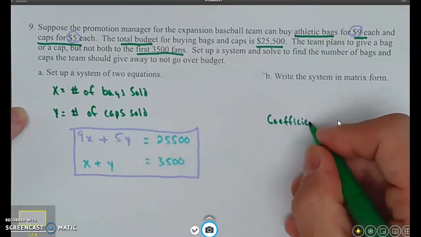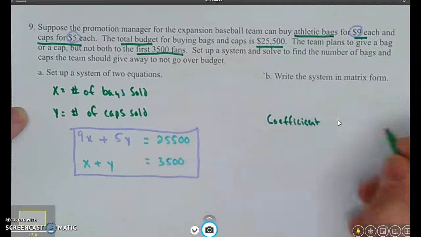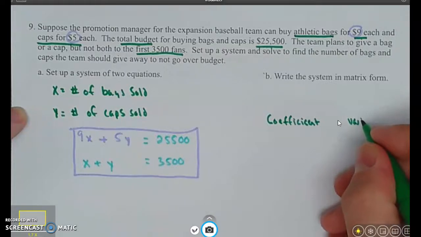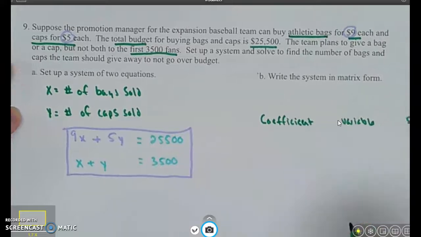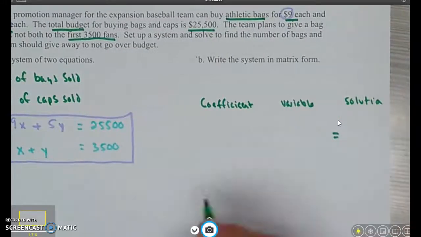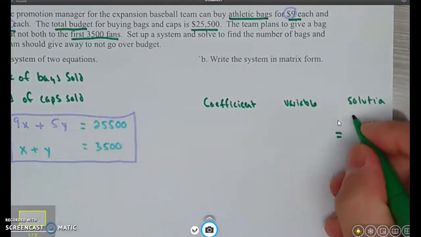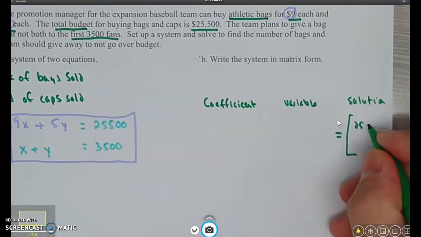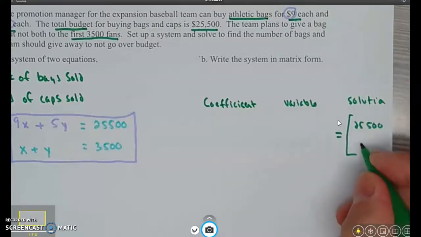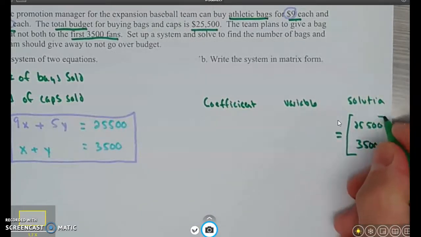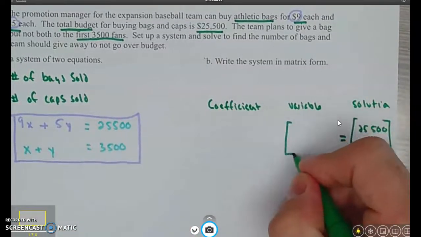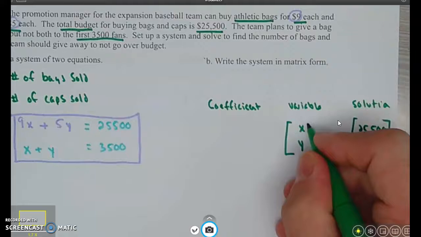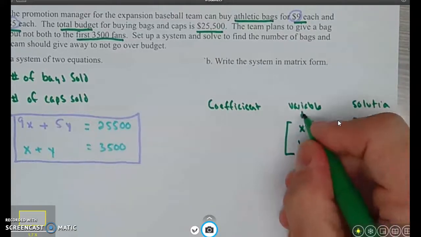I'm going to have a coefficient one. I'm going to have a variable one. And I'm going to have a solution one. Now the solution one's easy. If I look at the solution, my solution is going to be identical to what the solution is here. So it's going to be 25,500 and 3,500. That's my solution matrix. Now if I look at this, what are my variables? Well, I have two variables. I have X and I have Y. So that's going to be my variable matrix.